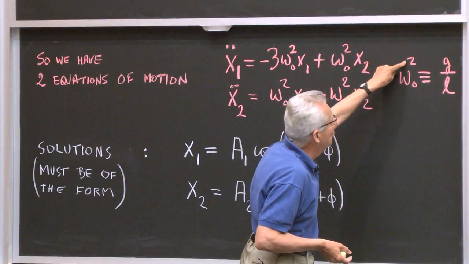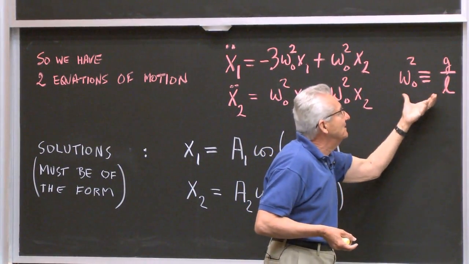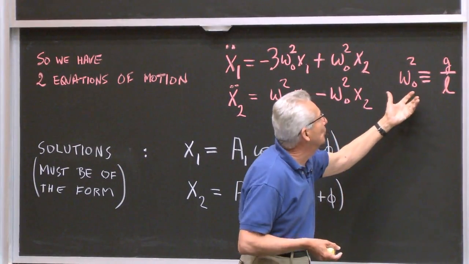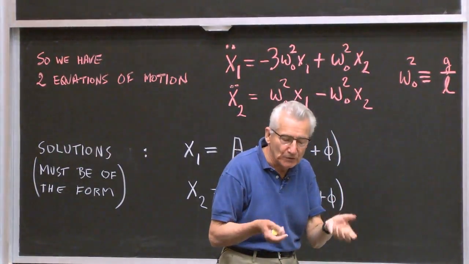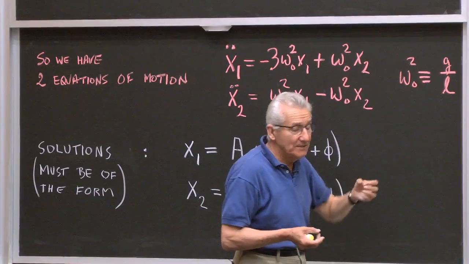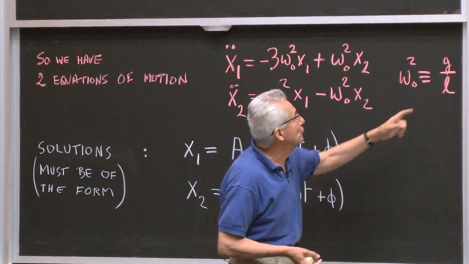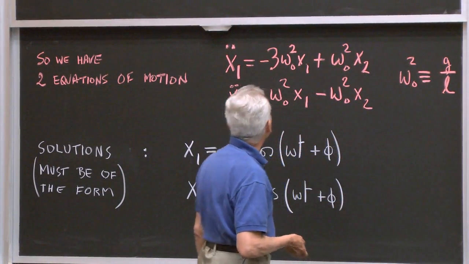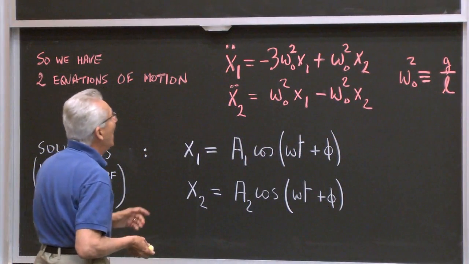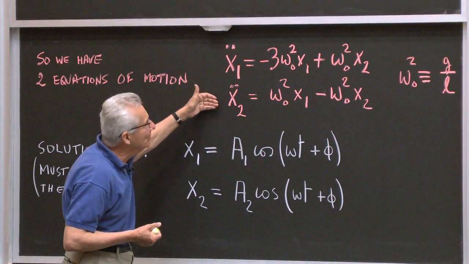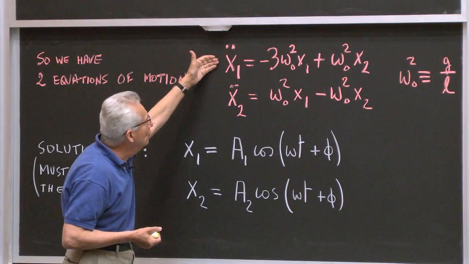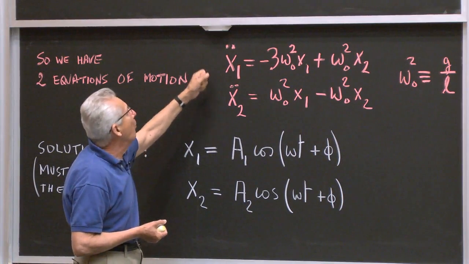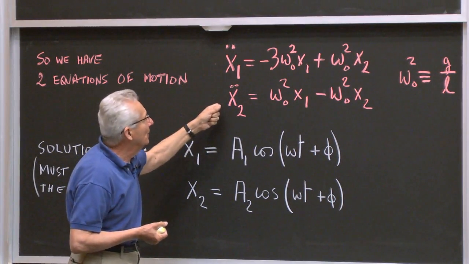Now, to simplify the algebra, let me define the quantity g over L as omega 0 squared over 2. You recognize this. This is the frequency of oscillation of a mass on a string of length L. So here are our two differential equations, the two equations of motion, one for x1 and one for x2.